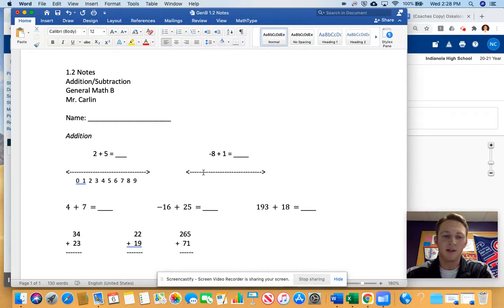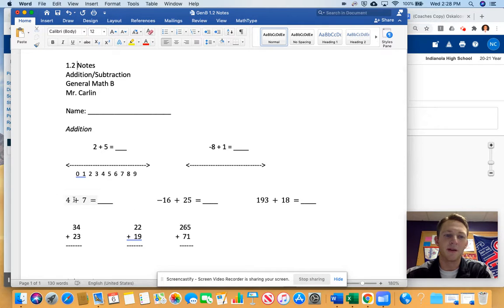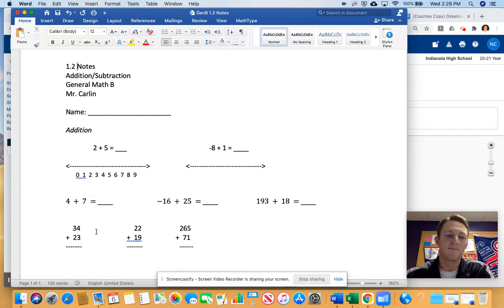Now you might also see addition problems in these different forms, right? So you might see it kind of reading left to right, like 4 plus 7 is 11, or -16 plus 25 would be 9. And 193 plus 18, that would be 211. So even if you see it without a number line, you could still draw your own number line, or again, just plug it into a calculator, whatever works for you in the 21st century. Last way that you might see it is when they're stacked vertically on top of each other. So 4 plus 3 is 7, 3 plus 2 is 5, 34 plus 23 is 57.